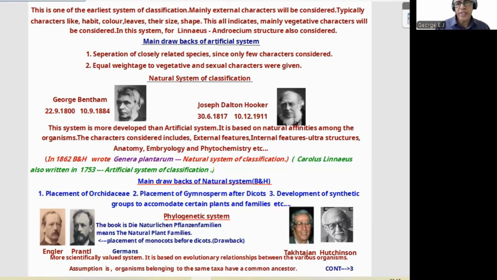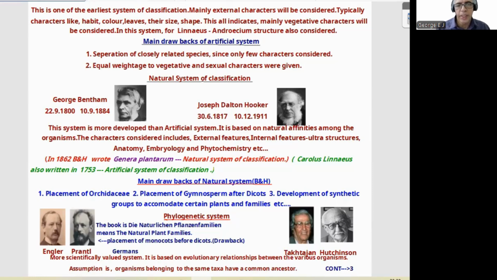See, vegetative characters can change, in the sense that the height of the plant, number of flowers, all can change. But sexual characters will not change, because 5 stamens in a flower means that the entire species will have only 5 stamens. So equal weightage given is not scientifically explainable. So these are some drawbacks of the artificial system.